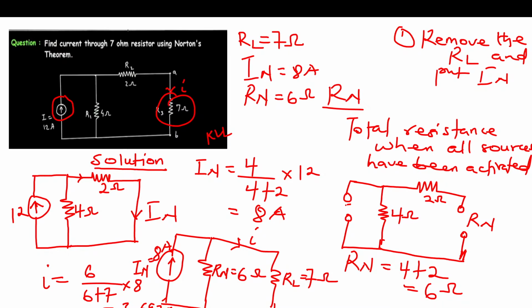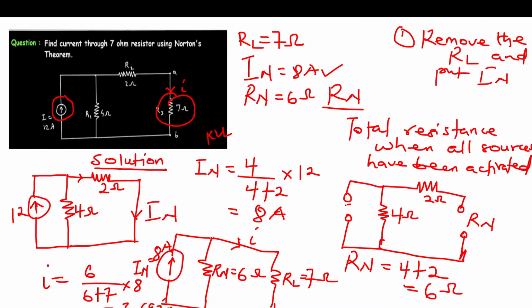Yes, let me go over it a bit. So the question is asking us to find the current that is moving through the 7 ohm resistor inside here using Norton's theorem. Okay, so before you can find the current that is moving through the 7 ohm resistor here, you need to produce the Norton's equivalent circuit.